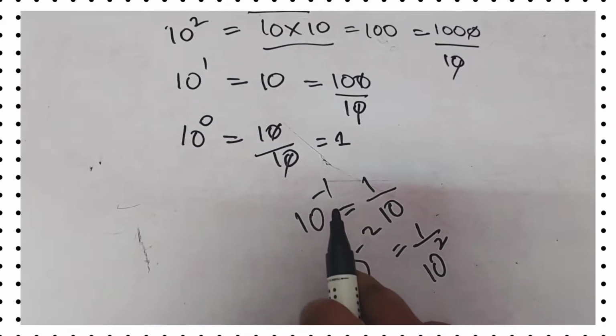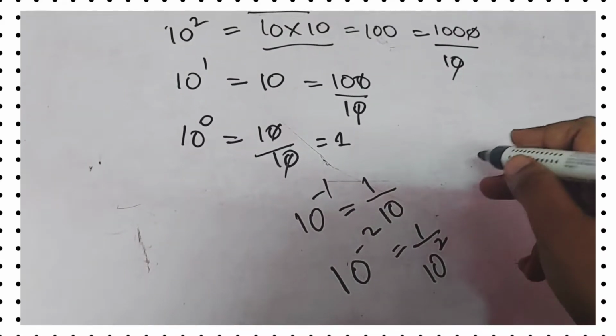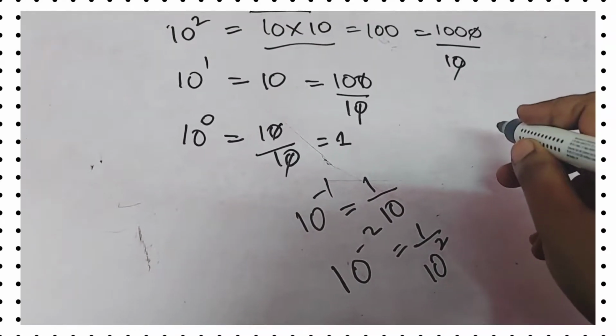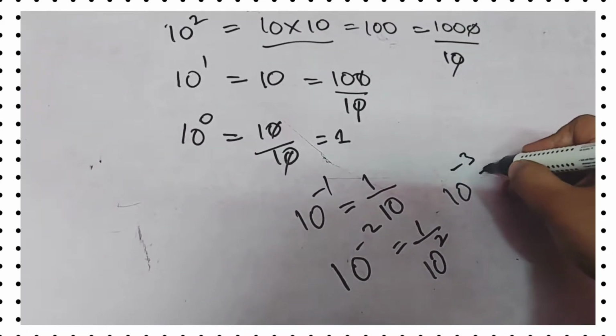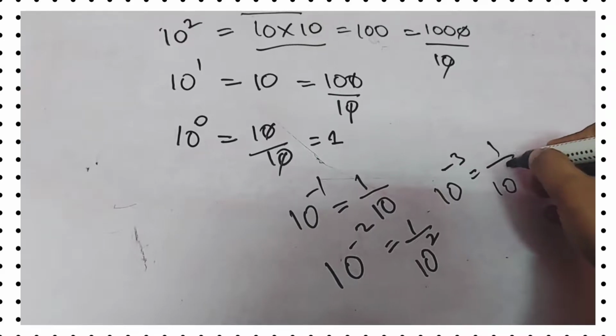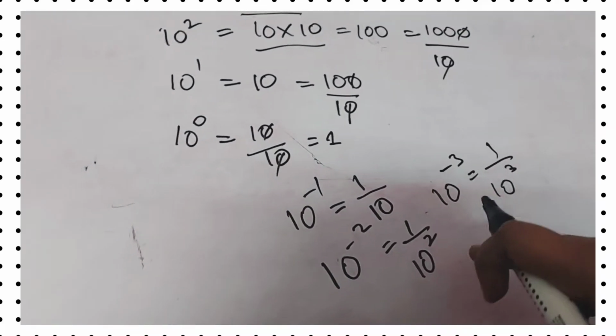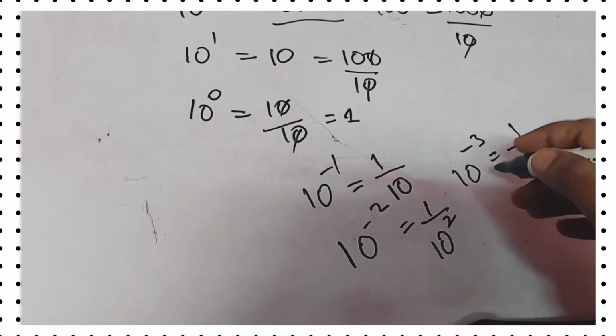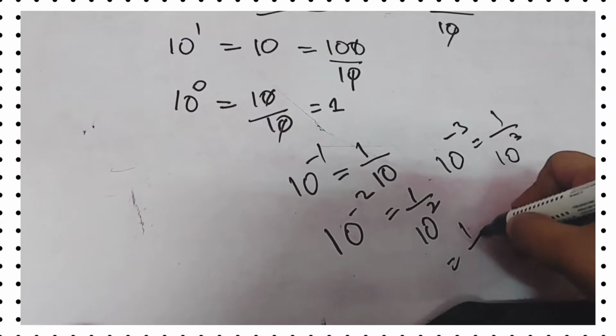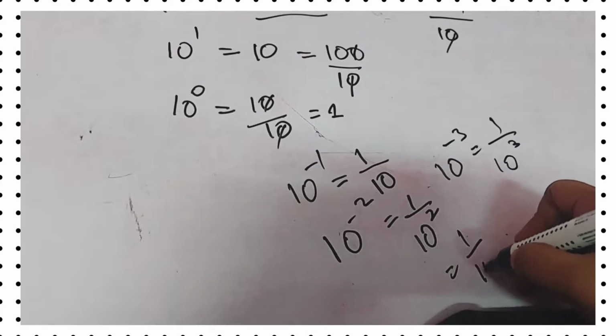Don't write 10 to the power of minus 2 as 10 to the power of minus 2 into 10 to the power of minus 2. This is how you have to do it. Now 10 to the power of minus 3 means again 1 by 10 to the power of 3. So if a negative power is there, you have to write it in this way. So 1 by 10 into 10 is 100.